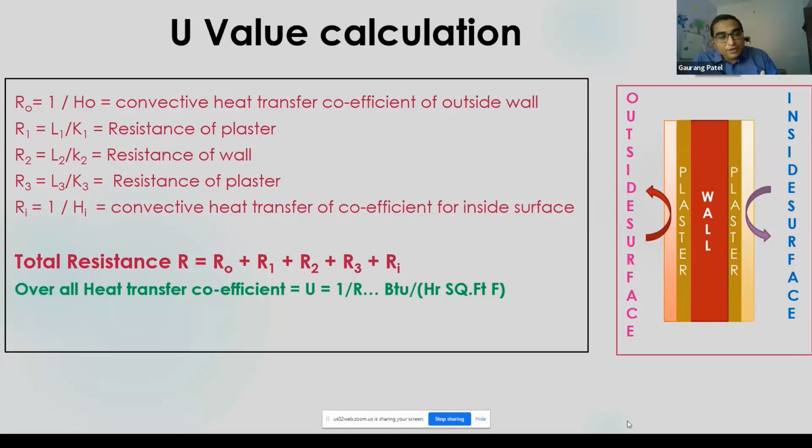For any surface where there is a combination of conduction and convection, we need to find out the overall U value, the overall heat transfer coefficient, that is called U. For example, here I will take an example of a wall.